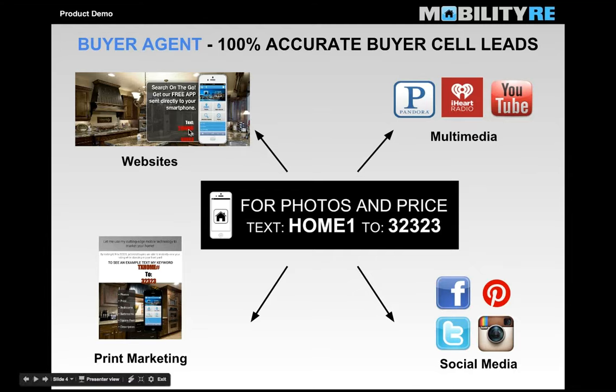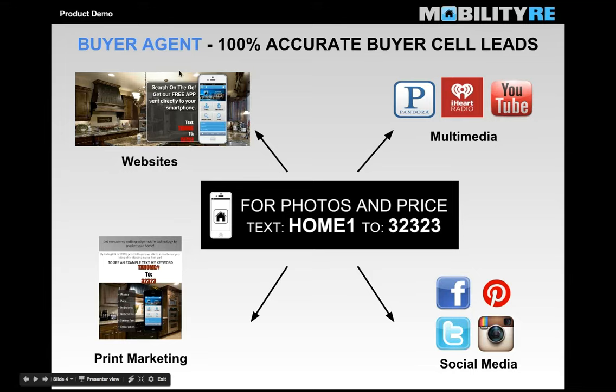Now, once again, your keyword is TX Home followed by a number. And this is an example here, and obviously the dialogue can be whatever you want it to be, but you're giving these instructions. And here is an example. It says search on the go. Get our free app sent directly to your smartphone. Text TX Home and your specific number to 32323.